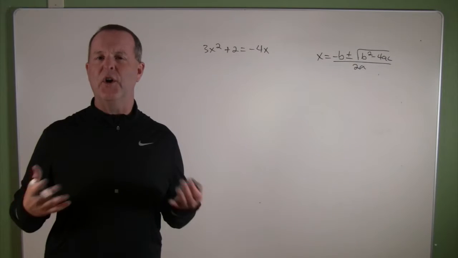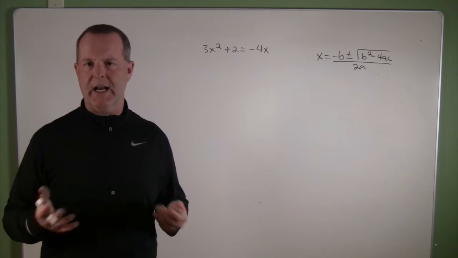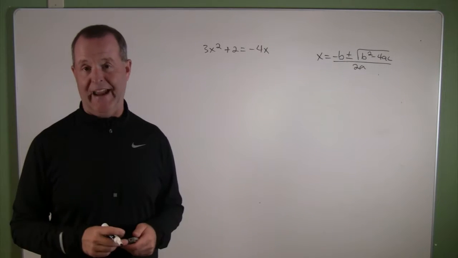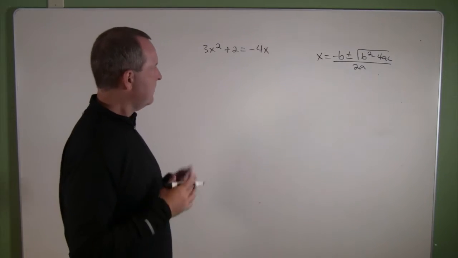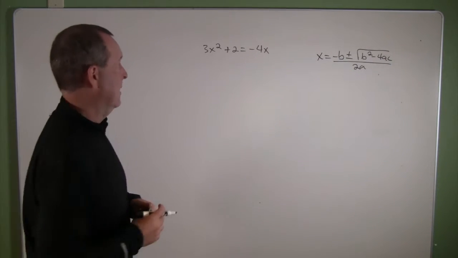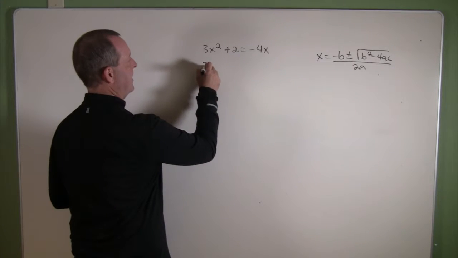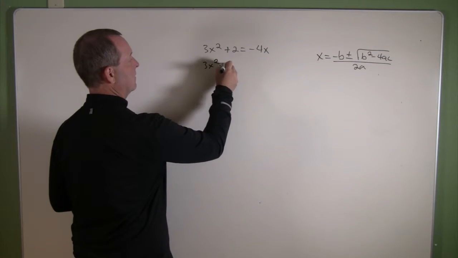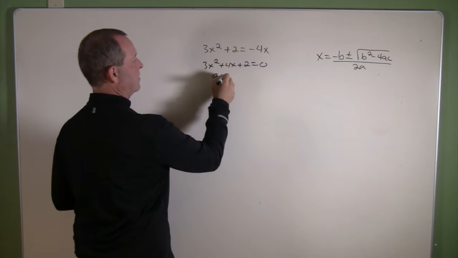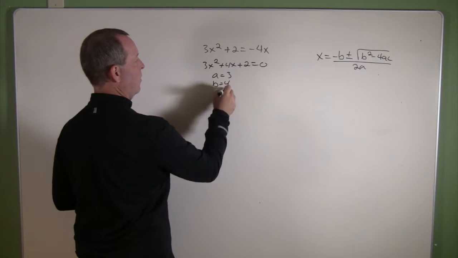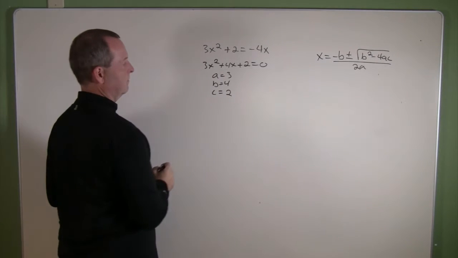We're going to see another solution in front of us that kind of helps us understand why we weren't able to factor using our normal brains. So let's solve this using the quadratic formula. First thing I'm going to do is write it in standard form. So my A equals 3, B equals 4, C equals 2.